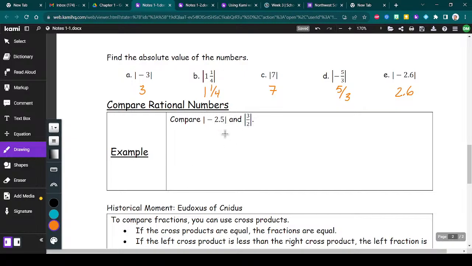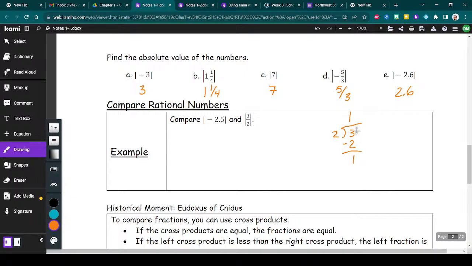So now we're asked to compare two numbers. Well, right now we're trying to compare apples and oranges. The numbers are not in the same format. One's a decimal, one's a fraction, which makes things somewhat difficult. So I'm going to change 3 halves into a decimal. I do that by dividing 3 by 2. 2 goes into 3 once. 1 times 2 is 2. We subtract.